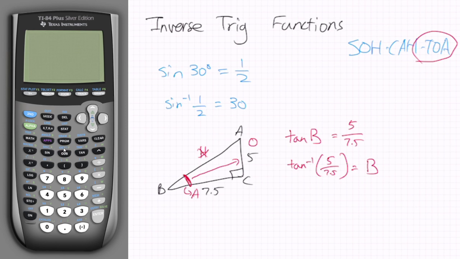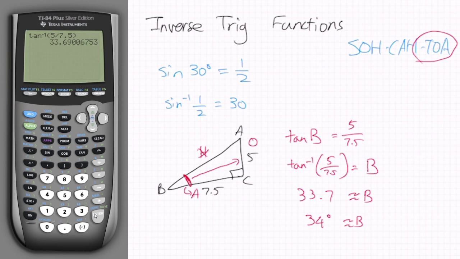To access the blue button, you press second, and then press the tangent button, and that gives us inverse tangent. Then we put in 5 divided by 7.5 and press enter. That gives us approximately 33.7, or we can round it and say 34 degrees. So using the inverse tangent, we found out that angle B is approximately equal to 34 degrees.